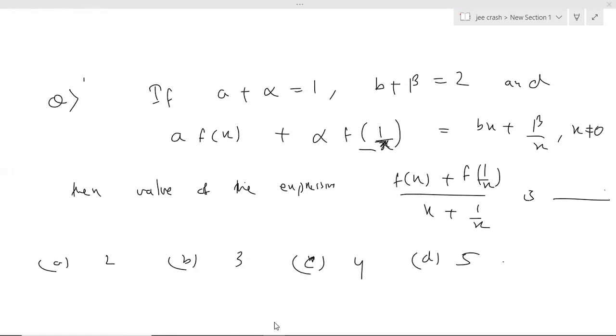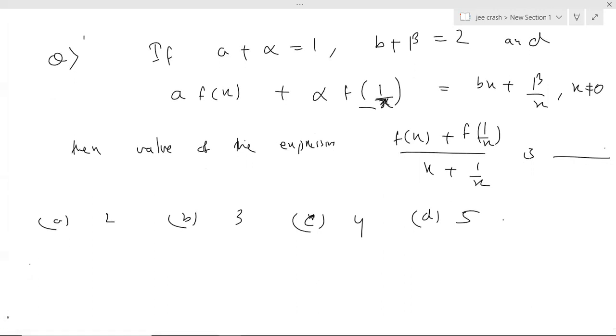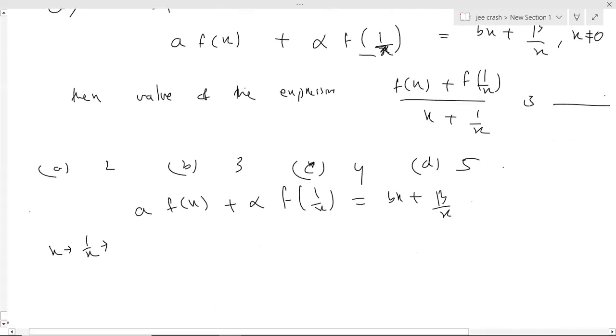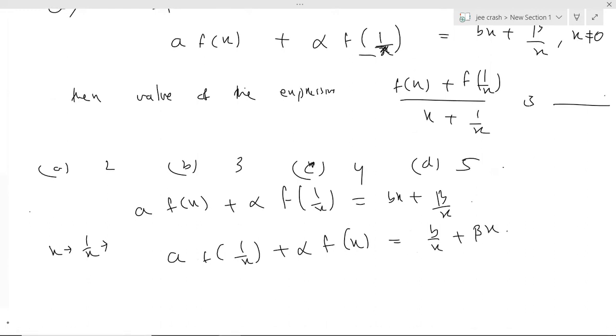Correct answer, Aditya. Priya, did you solve this? Sir, could you explain this? Alright. See, in this type of questions, we only have to do one step. The question will be solved in most of the cases, not every case. Just replace x with 1 upon x. So this becomes a f of 1 upon x plus alpha times f of x equals to b upon x plus beta x. Right, Priya?